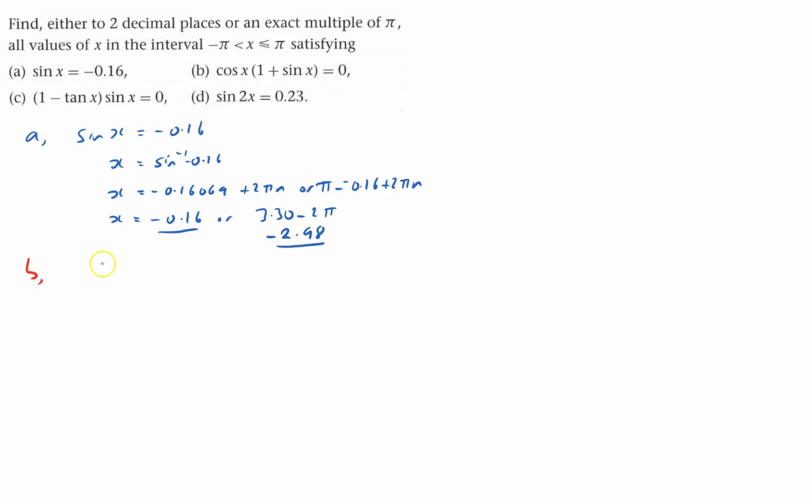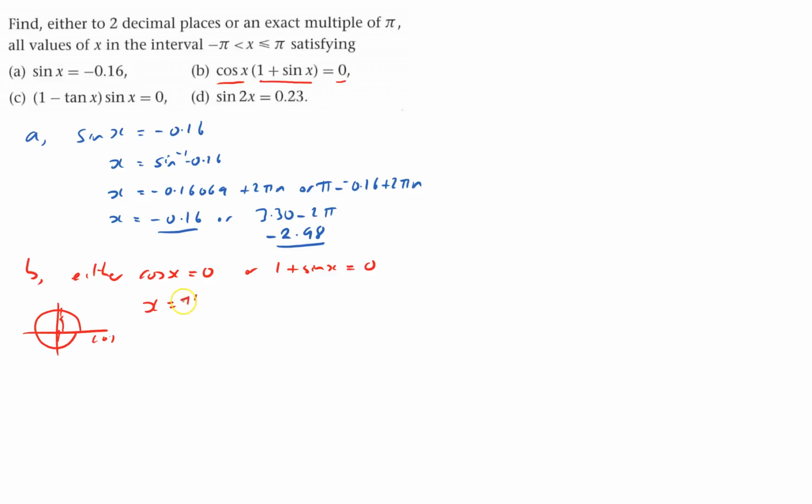For part B, we've got cos x times 1 plus sine x equals 0. So therefore either cos x will equal 0 or 1 plus sine x will equal 0. If cos x equals 0, x will be 0 on this axis here, 0 here. It could either be that angle up to there or the negative angle here.